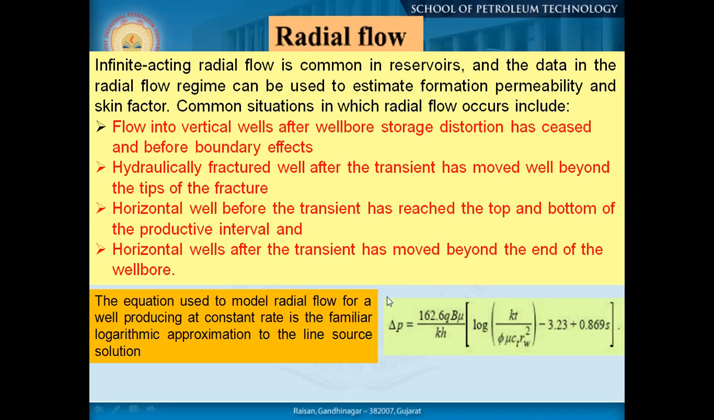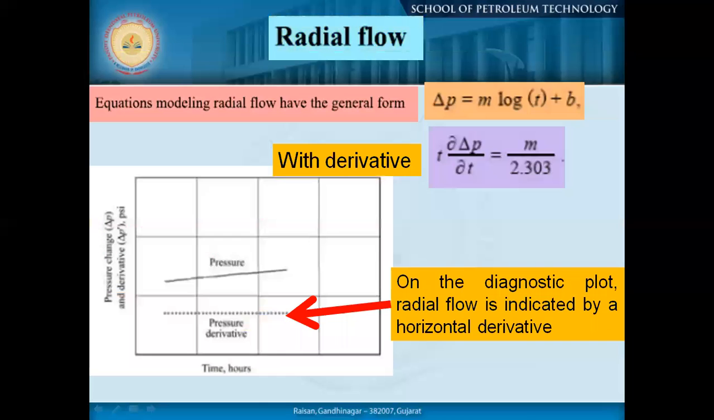The equation used to model radial flow for a well producing at constant rate is the similar logarithmic approximation to the line source solution. This is the same as what we discussed earlier. This is the logarithmic approximation, and we consider the skin parameter. Now we are trying to put all the formulation, particularly the delta P, in terms of y equals mx plus c, and here also the same.